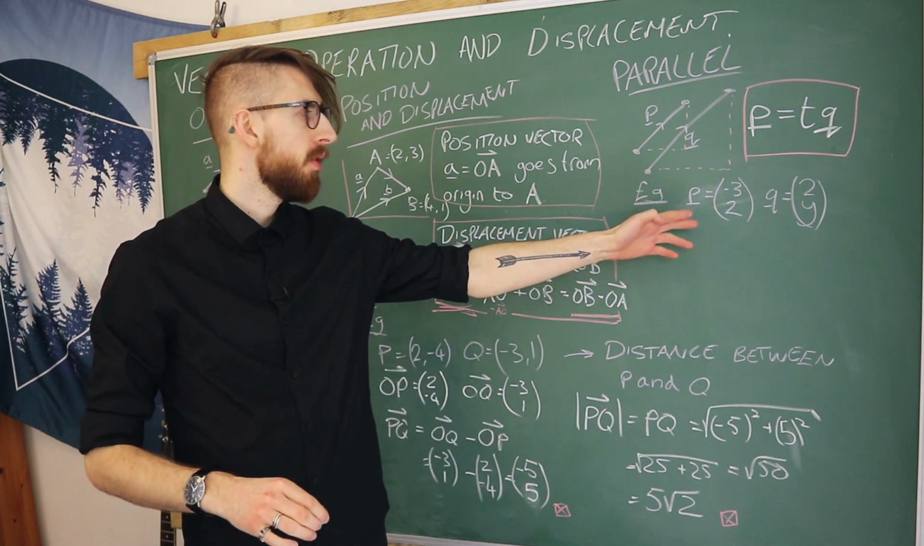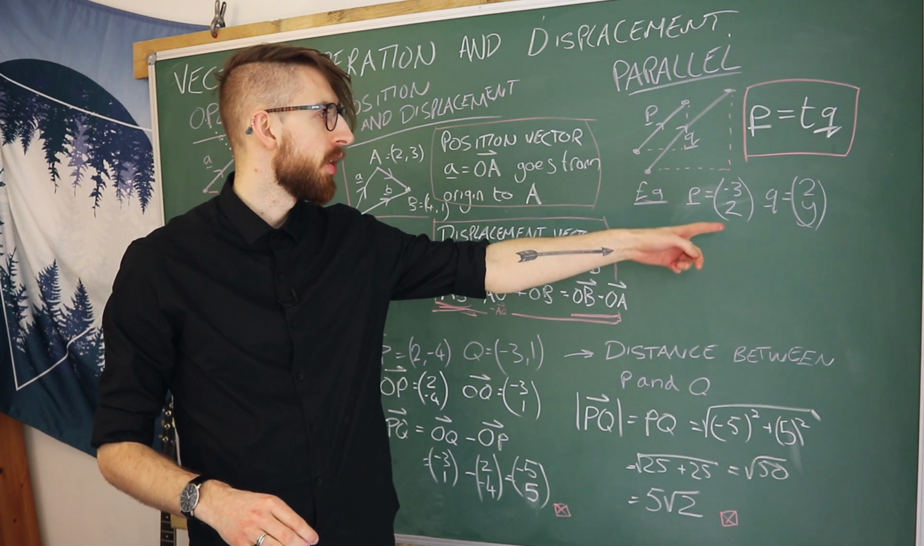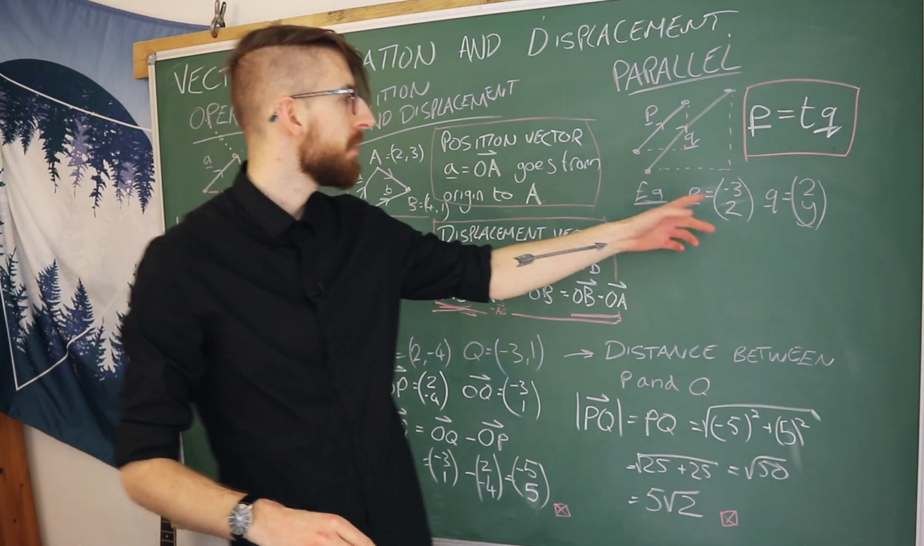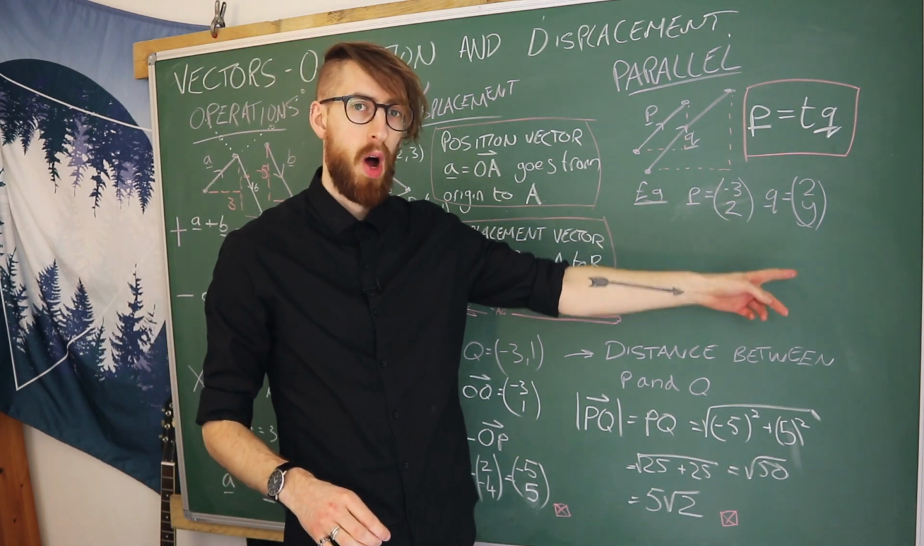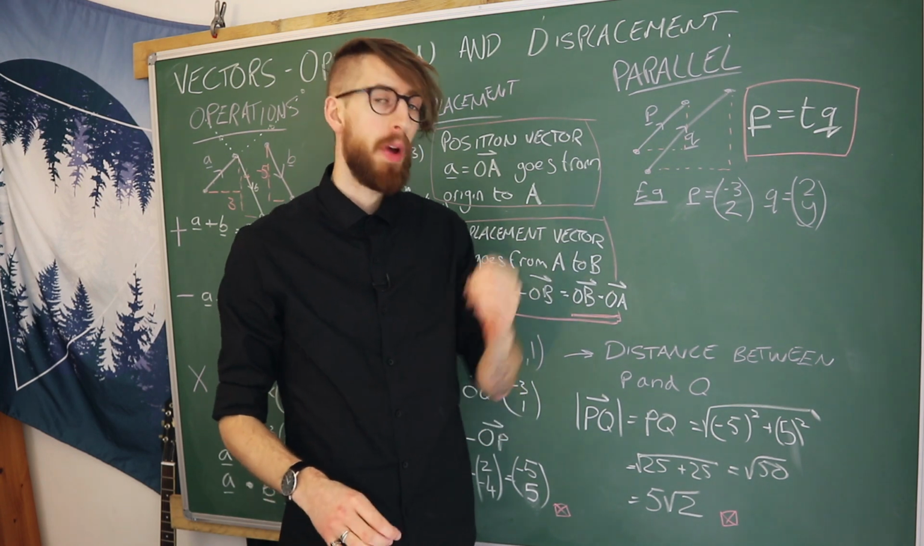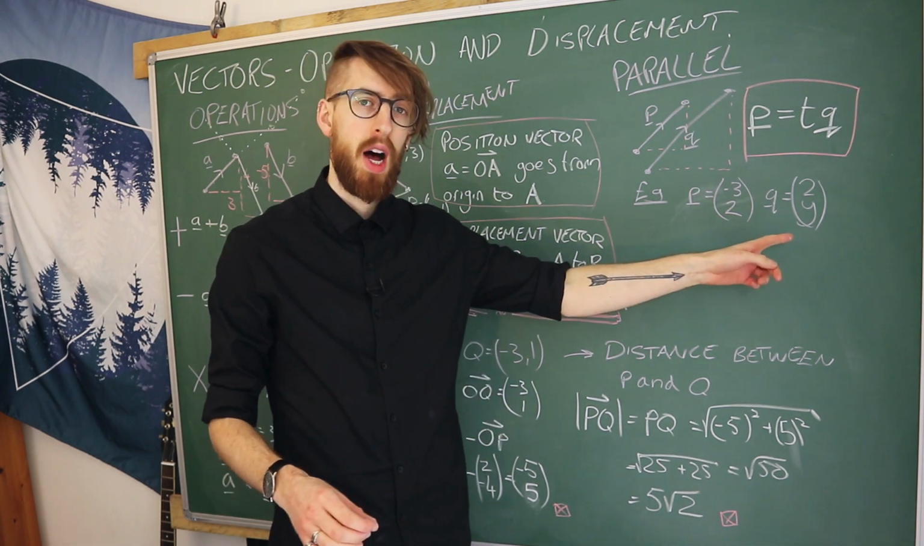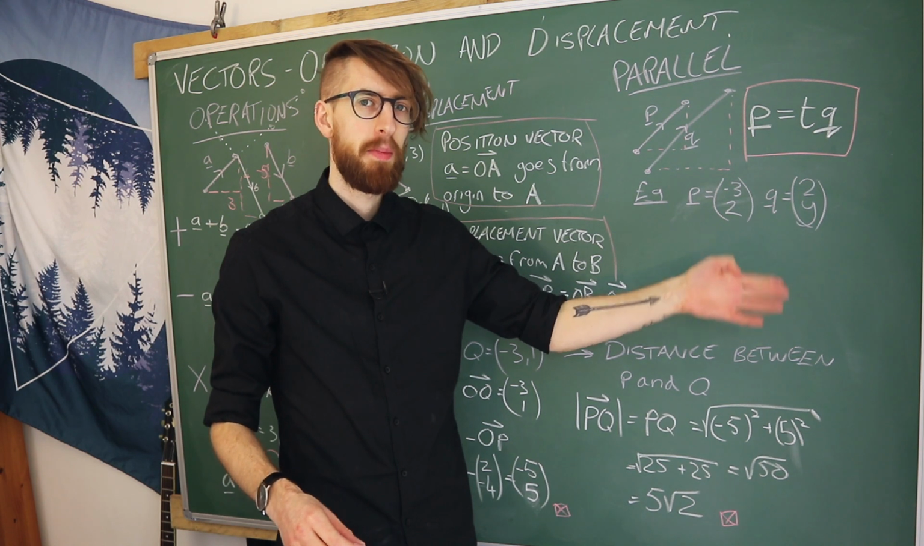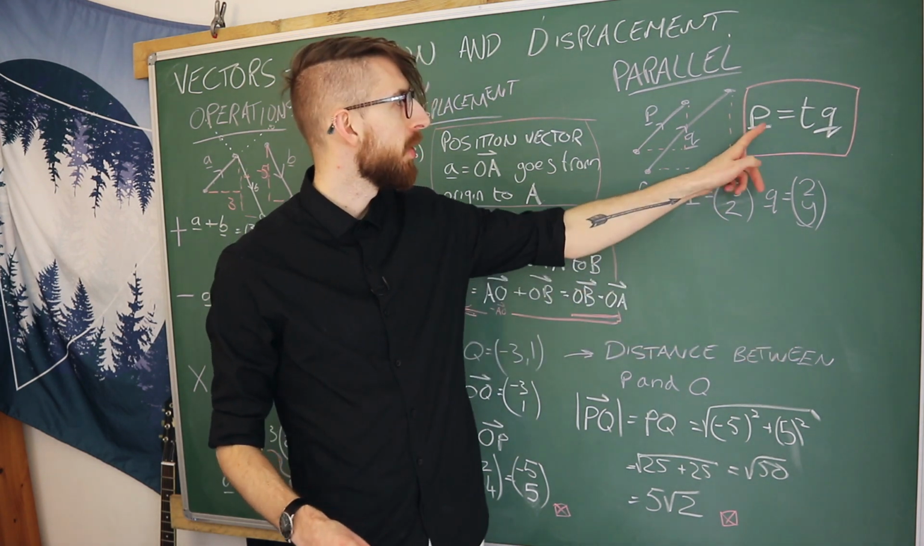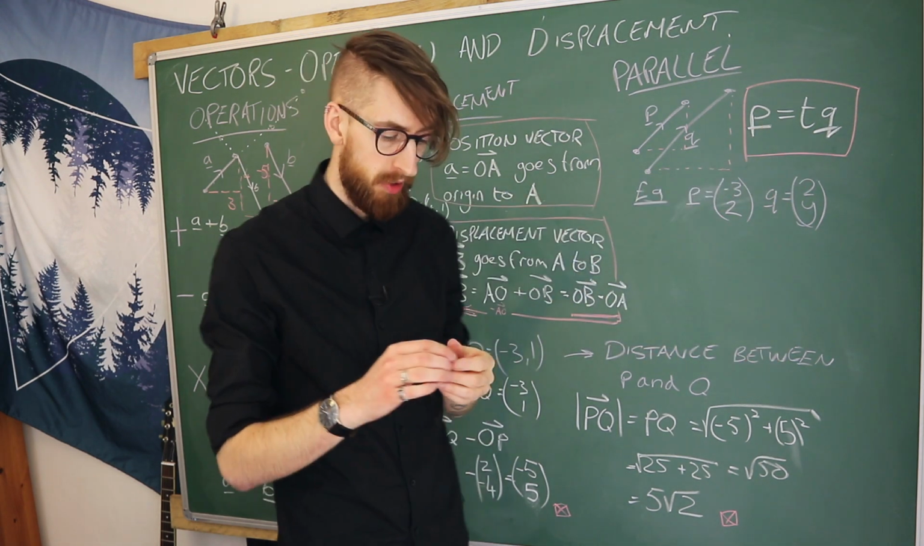So we've got 2 vectors here. We've got P and Q, but what we've actually got is P is minus 3, 2, and Q is 2, y. We don't know what that y is. What we have to find is the value of y, which makes these 2 vectors parallel. So what we're going to do is we're going to do this first. This is what that looks like.